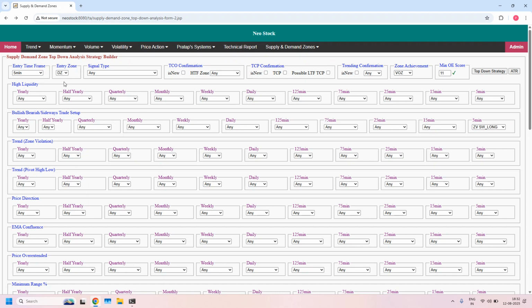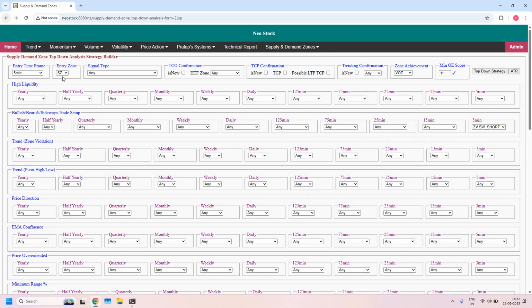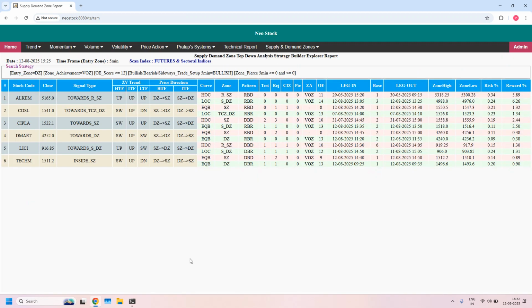Next, the sideways short trade setup. The changes are the 5 minutes supply zone, and here sideways short. We got 5 stocks. Sideways short trade setup for hourly income trade. Entry time frame zones are 5 minutes supply zones. Next, the bullish trade setup for hourly income trade. The changes are the 5 minutes demand zone. Here bullish, and also the minimum odd and enhanced score should be 12. Let's filter. We got 6 stocks. Entry time frame zones are 5 minutes demand zones.